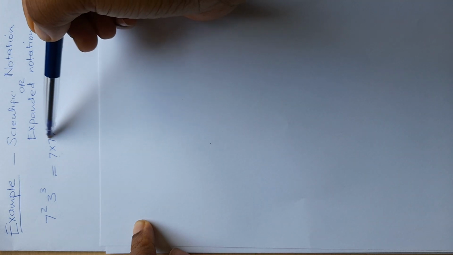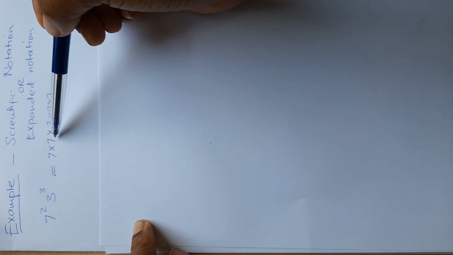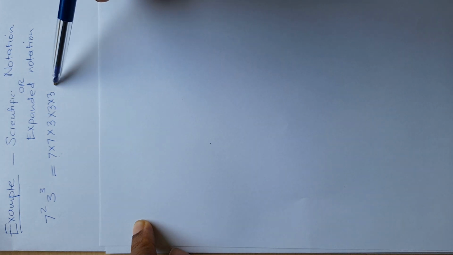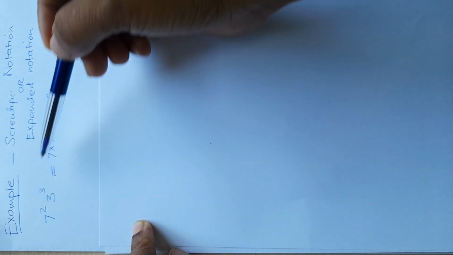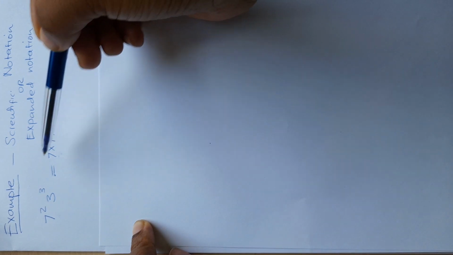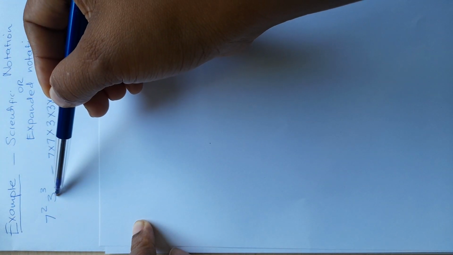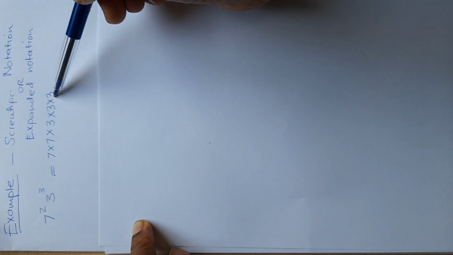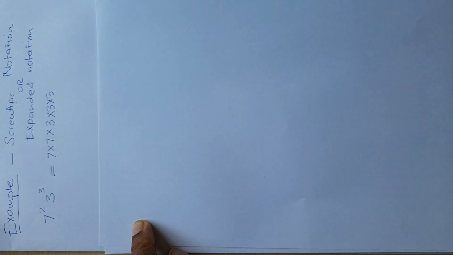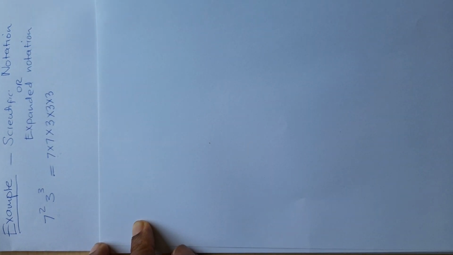But we put a multiply in between, okay, because everything must be multiplied. Base 7 multiplied 2 times. Base 3 multiplied 3 times. Okay, so with that said, you can be able to do 1.4 and 1.5.